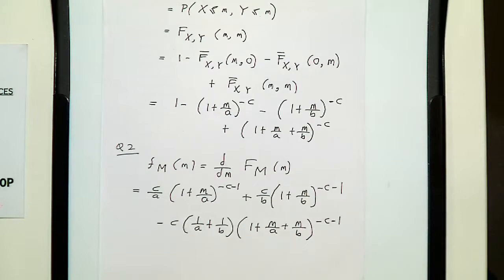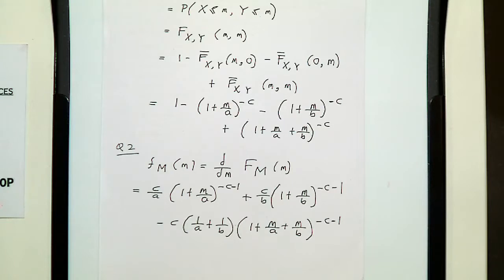So that's the probability density function of M. M is the maximum of the two assets. Any questions so far on this? Or are you okay? Feel free to ask me any questions if you have doubts.